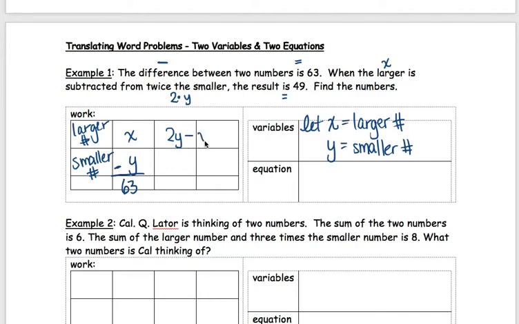So the larger is x, right? So again, you're just going to build something and keep reading it. So when the larger is subtracted from twice the smaller, the result is 49. Okay, so just keep reading it, going, oh yeah, the larger is subtracted from twice the smaller, the result is 49. Okay, so now we have our two equations, so we can write them in here.